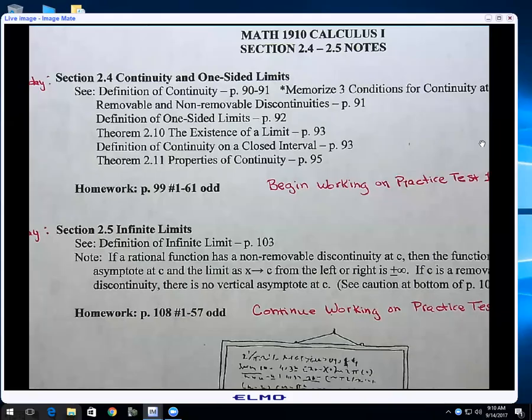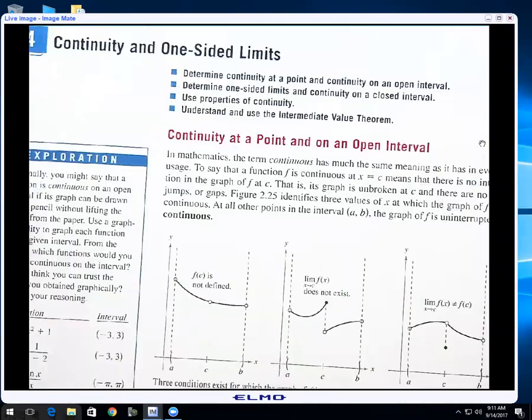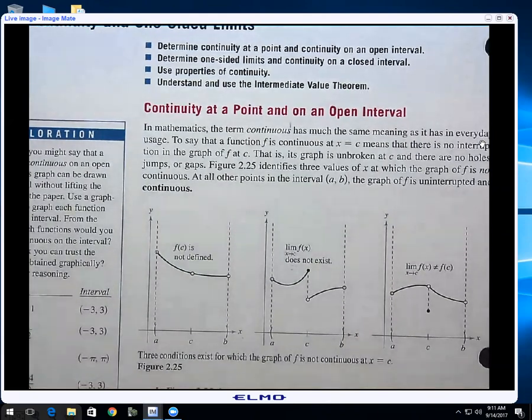Okay, all of these definitions and theorems from 2.4, I just have the pages from the book with me so that we can talk about all these good things and then get as many examples done as we can. This is page 90 in the book. First topic is continuity at a point and on an open interval.